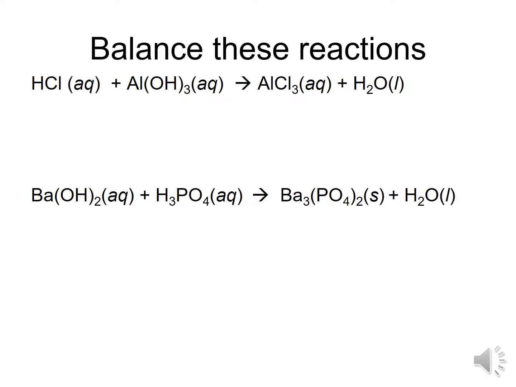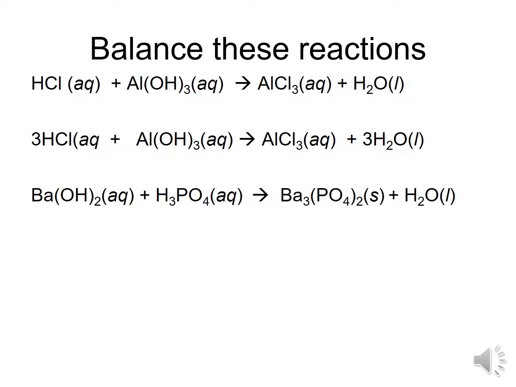Practicing balancing some acid-base reactions. Here we have HCl, which has only 1 H, and aluminum hydroxide, which has 3 OHs. And so we're going to need to triple the HCl to make 3 waters, and an aluminum chloride with 3 chlorides to balance out its charges.